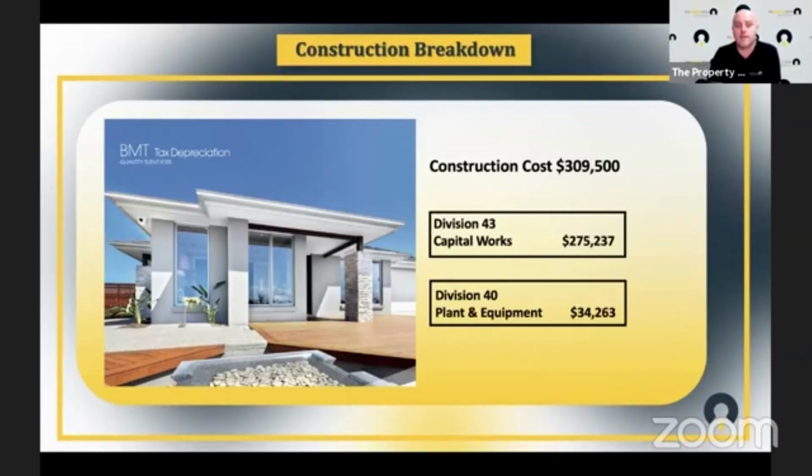Now there's two parts of depreciation, and everyone who has not invested in property before misses out on this. They don't quite understand depreciation. So the first one is what they call Division 43, which is capital works. The best way to explain that is it's just the raw construction cost. And the second part is Division 40. Now that's plant and equipment, which basically is fixtures and fittings as well. So you'll see that for Division 43, they've allowed 275,000 plus, and for Division 40, they've allowed 34,000 plus as well. All right, that's the scenario I'm working off tonight.